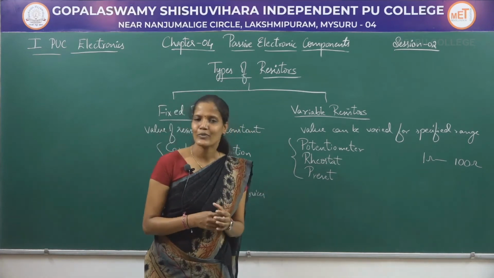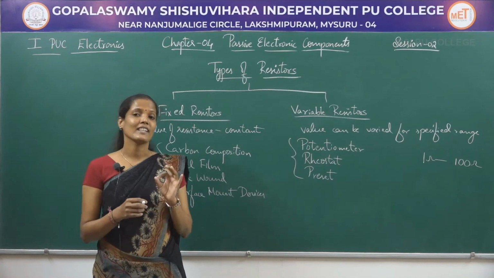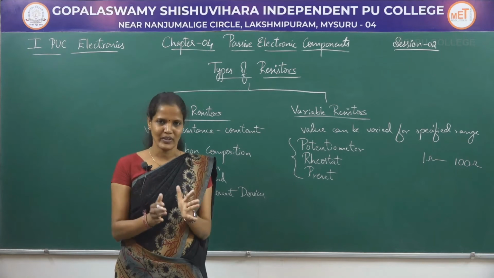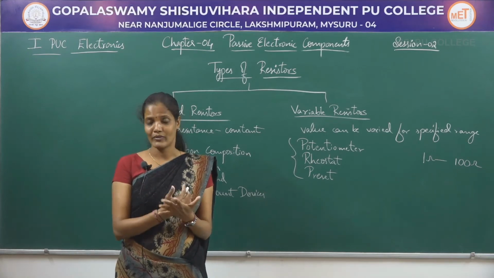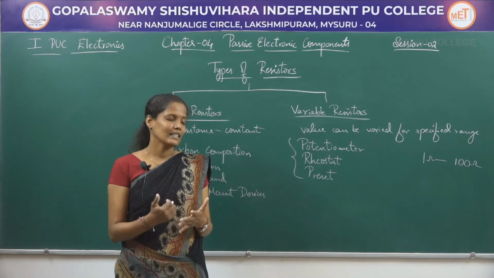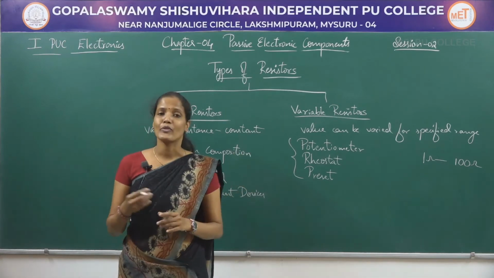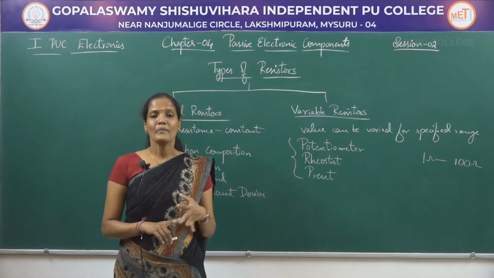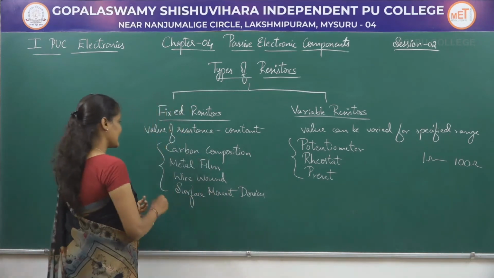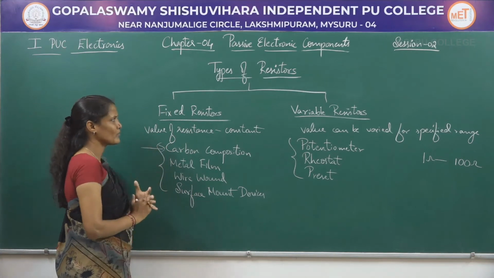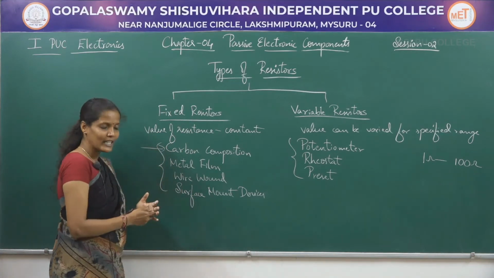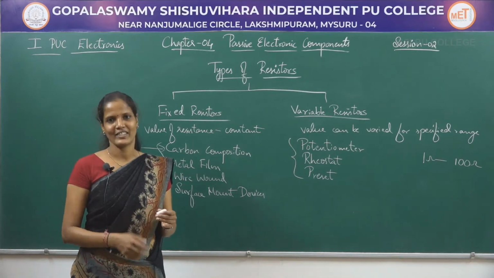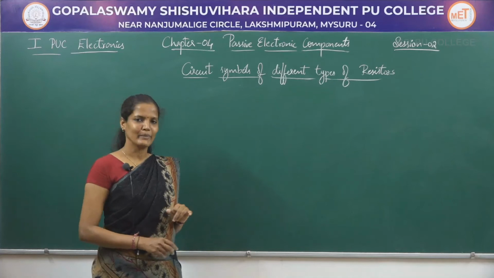So what exactly is a variable resistor? Variable resistors are the ones in which the resistance value can be varied over a specified range. Depending upon the material we are using to construct the resistor, these variable resistors are further classified into potentiometer, rheostat as well as preset. Now let us see these different types of resistors in detail, but before that let us see the symbolic representation of these resistors. Circuit symbol of different types of resistors.